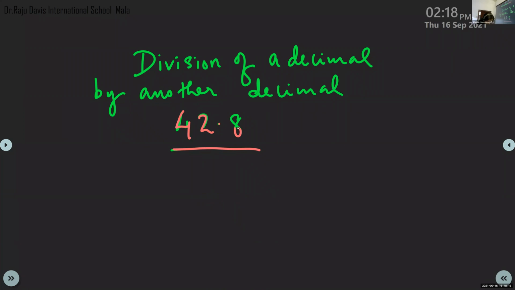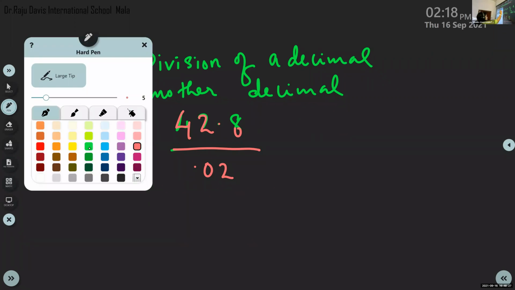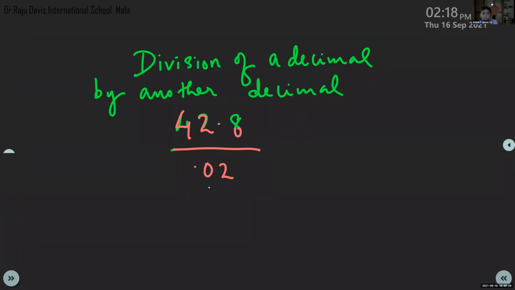42.8 divided by, question was 0.02, isn't it? Now, what I will do is, listen carefully. How many decimal places are there here? 1, 2, isn't it? 2. Denominator. Check only the denominator, not the numerator. We want to change the denominator into a whole number. So, check the decimal places in the denominator only.